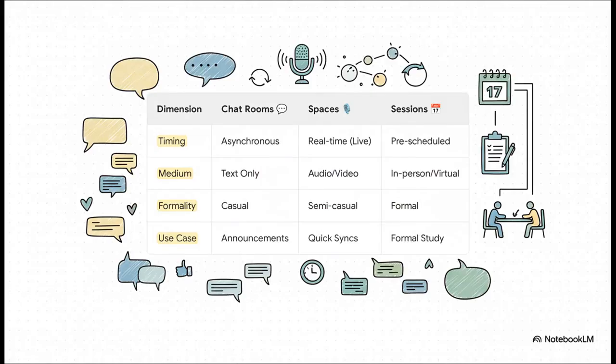So Campus Connect's solution was, I think, brilliant. They just built all 3, but gave each one a very clear purpose. You've got chat rooms for your casual, ongoing text conversations. You have spaces for those spontaneous, hey, you got a minute? Real-time audio chats. And then you have sessions for the formal, planned-out study groups or events. By keeping them separate, they avoid confusion and give users the perfect tool for whatever they need to do.